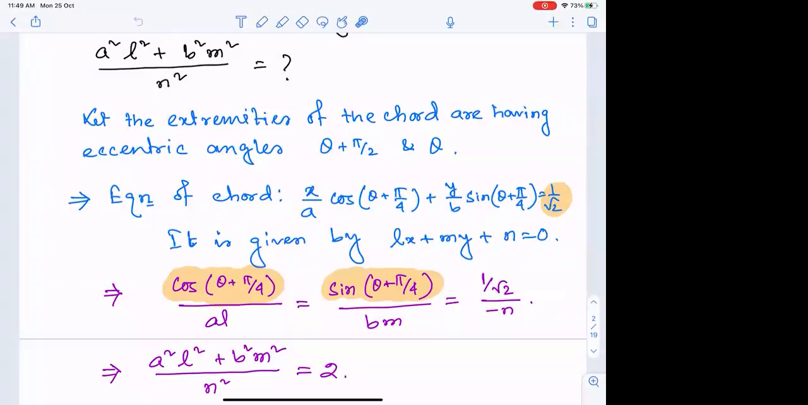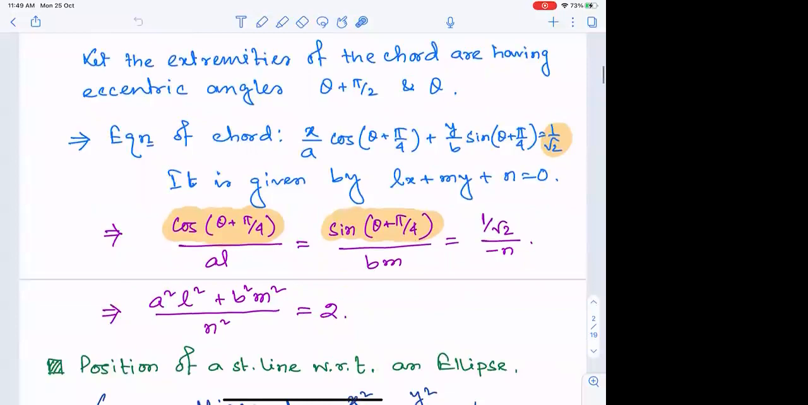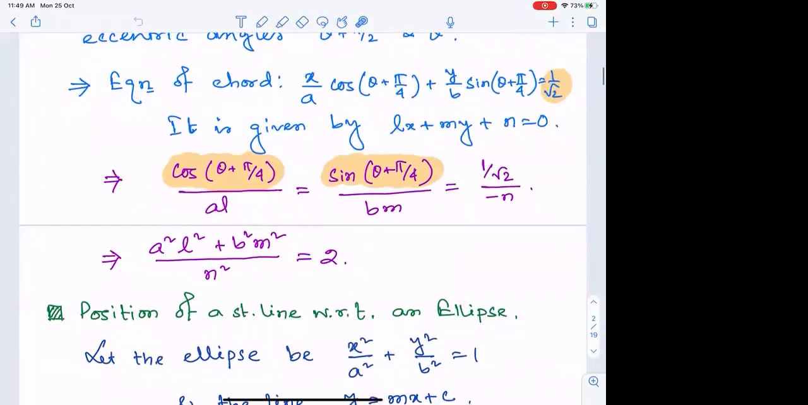The next idea we will address is position of a straight line with respect to an ellipse. For the time being, we are considering the ellipse to be the standard one, x squared by a square plus y squared by b square is equal to 1. We are not considering a more than b yet. If a is more than b, then this ellipse is horizontal, and if a is less than b, then the same equation will stand for a standard vertical ellipse. At this moment, we are just considering this ellipse to be standard.